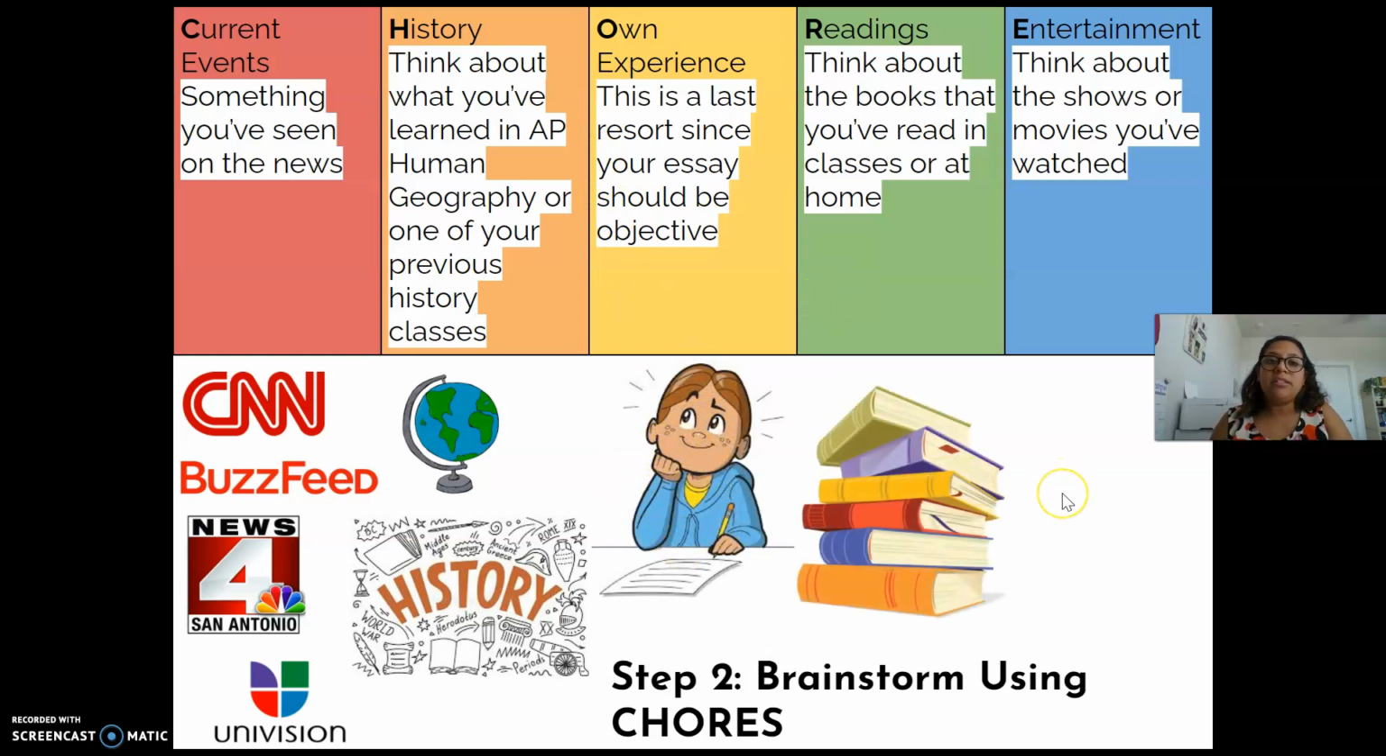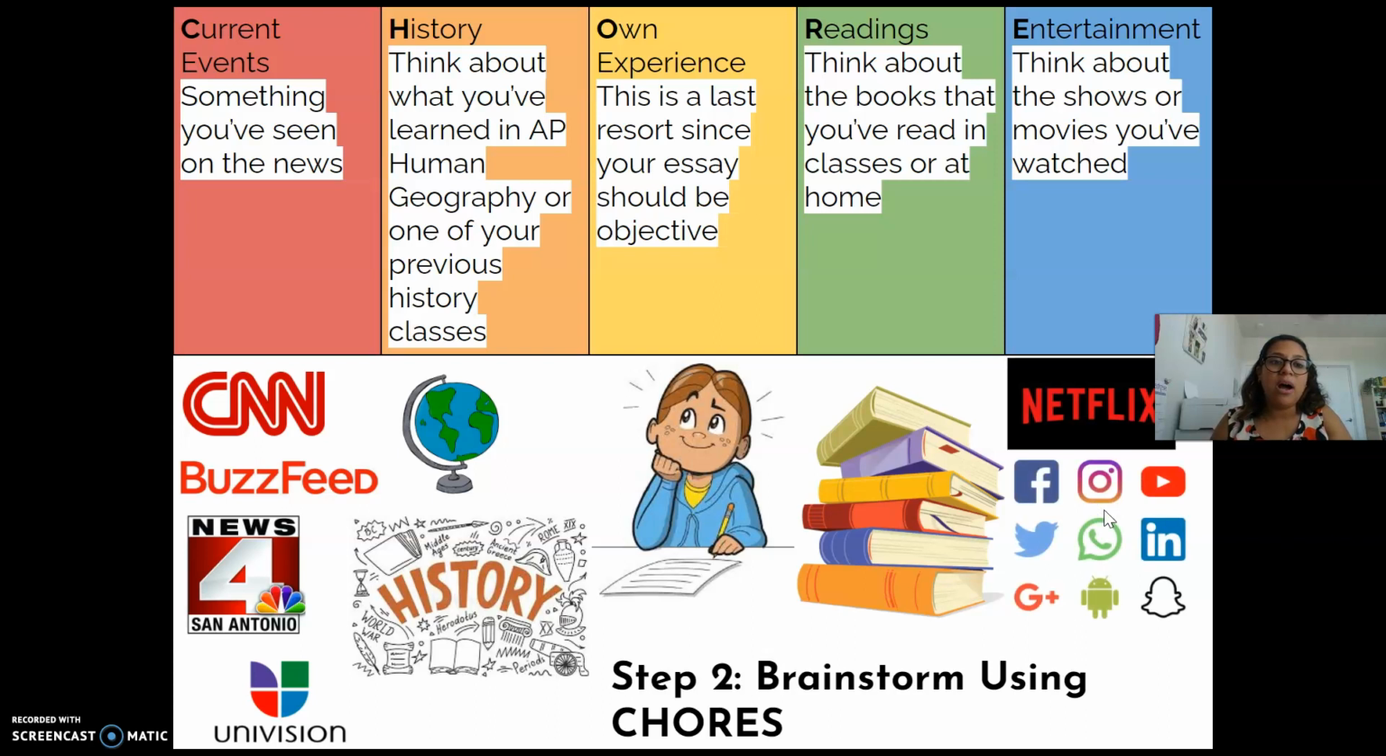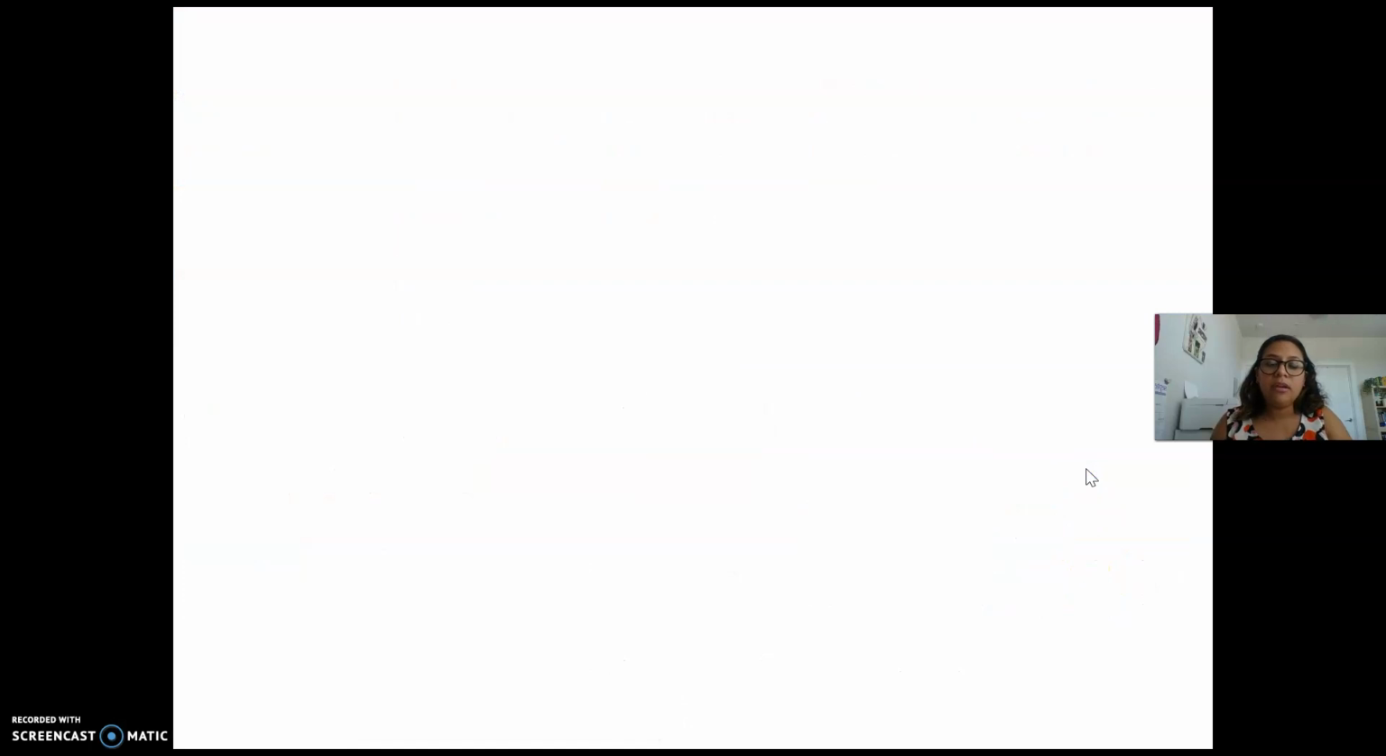You can then go on to think about the books that you've read or the readings that you've done in classes or at home. This is the readings category. And then finally, you can think about the shows or movies that you've watched or even things that you've seen on social media. That is entertainment.